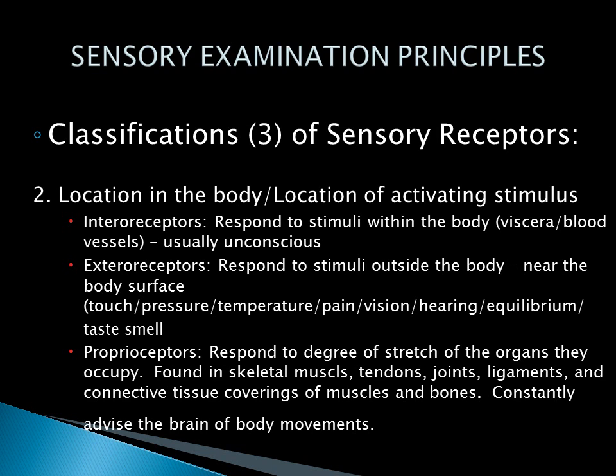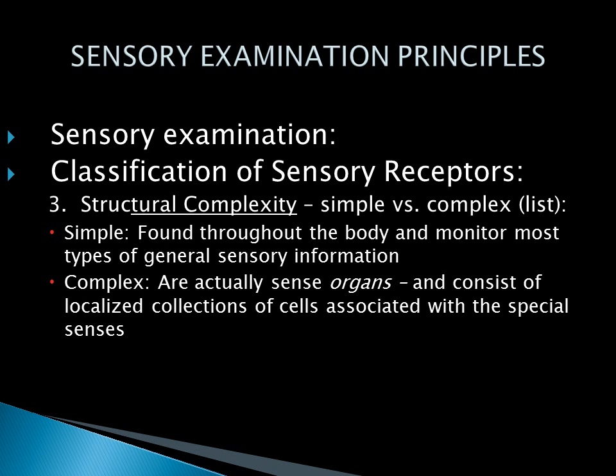The first was classifying receptors by the type of stimulus that they detect. Number two is the location in the body where these sensory receptors are found. And our third classification of sensory receptors has to do with the structural complexity of those receptors, and we find that there are basically those receptors that we could call very simple, and those that we could describe as being very complex.